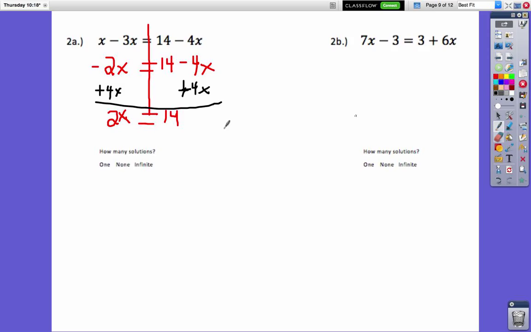Oh, here we go. If we divide both sides by 2, we should get x. I ran out of room there. x is equal to 7. This is the only solution to this equation. If you plug in 7 for x, there's only one solution. 7 is the only solution to this equation. Press pause and try 2b on your own.